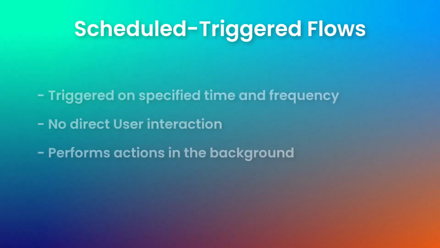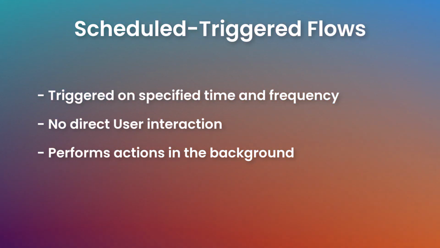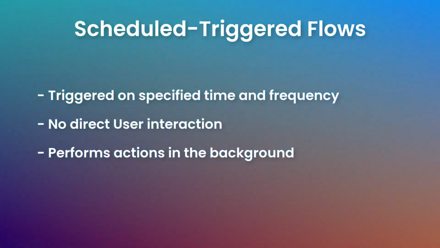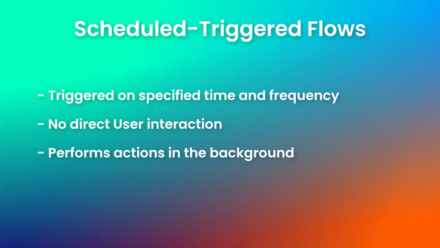Scheduled triggered flows also run in the background, and only run at the specified time and frequency. The flow will also run for each record that meets the criteria. So, if there are 100 records that meet the criteria, the flow will run 100 times.